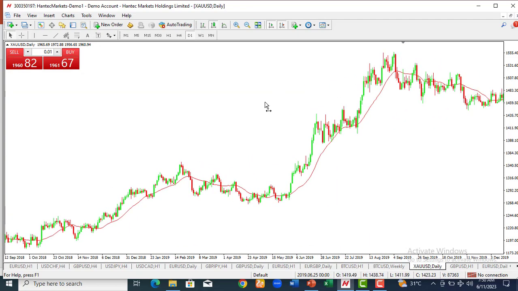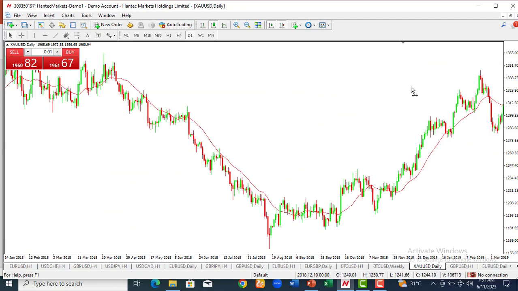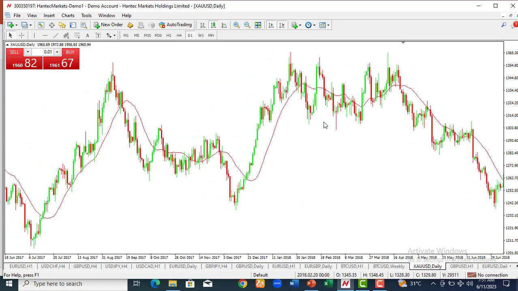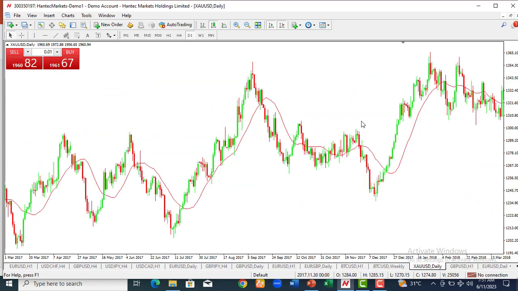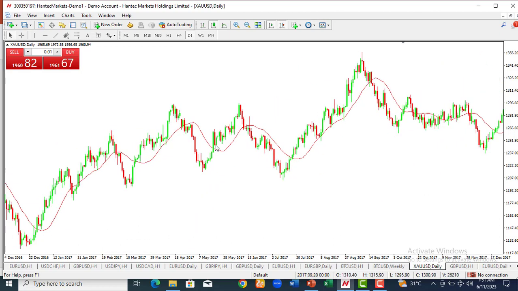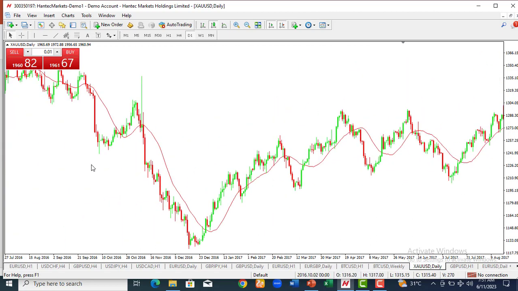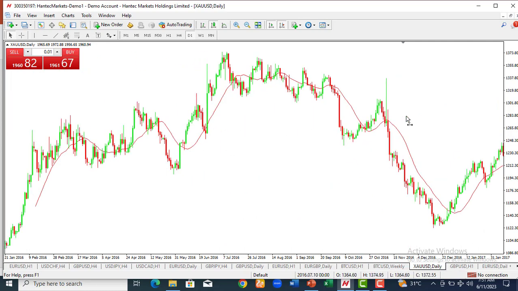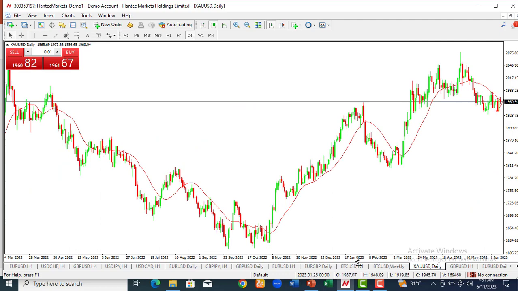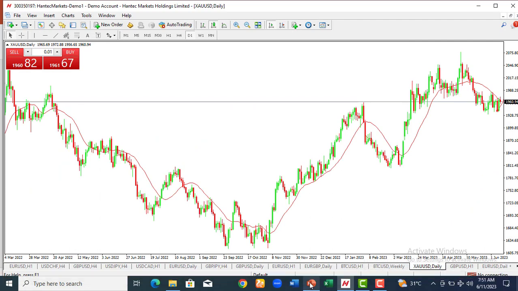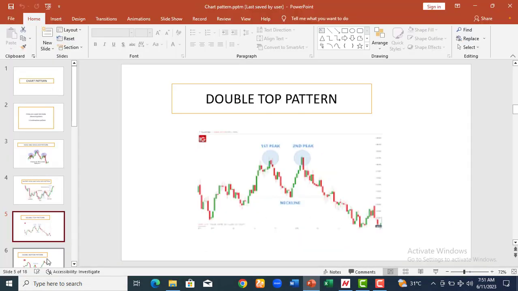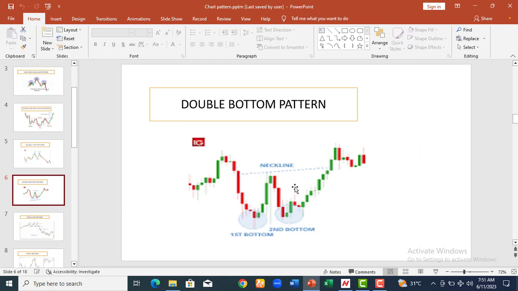You can see that wherever we find it, it tends to play out, and it's usually found at those sensitive support and resistance zones in the market. So we move over to the next thing we have, which is known as the double bottom.